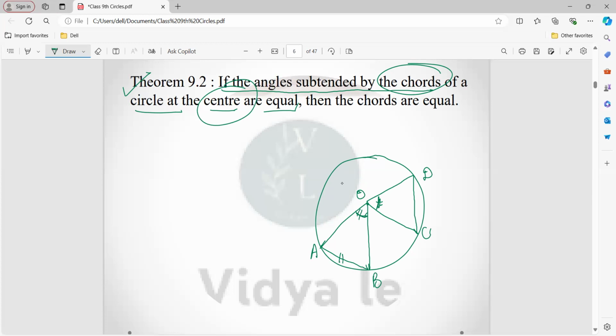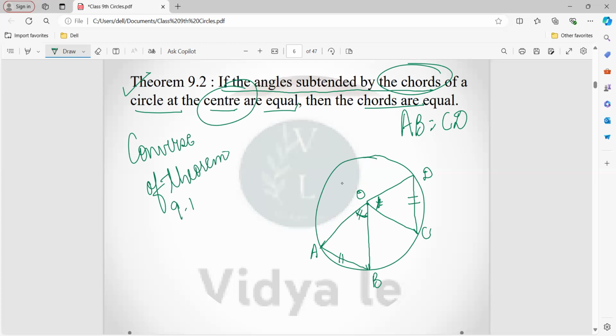Then what do we have to prove? Chords are also equal. That is, we need to prove that AB is equal to CD. So this is the converse of theorem 9.1. In theorem 9.1, we were given that the chords are equal and we needed to prove that the angles subtended by these two chords at the center are also equal. But this time we are given that the angles subtended by these two chords at the center are equal, and we need to prove that the chords are also equal. So we'll just do the proof of theorem 9.1, but for 9.2, it's the converse, so no need to do the proof.